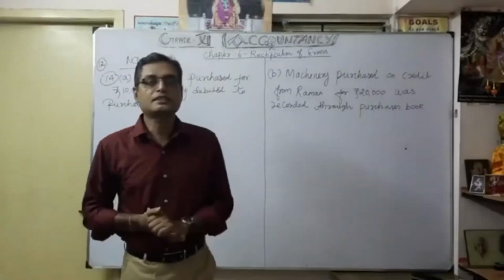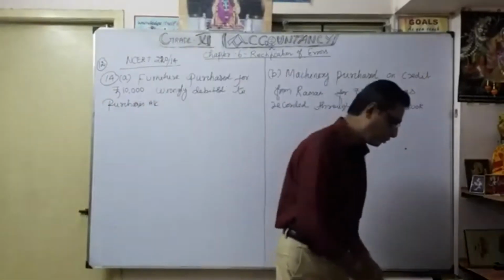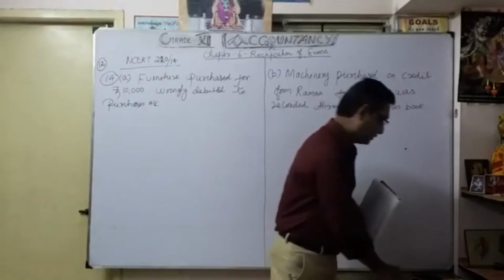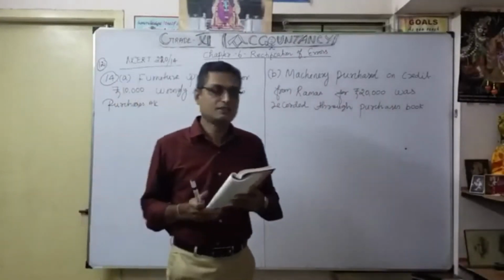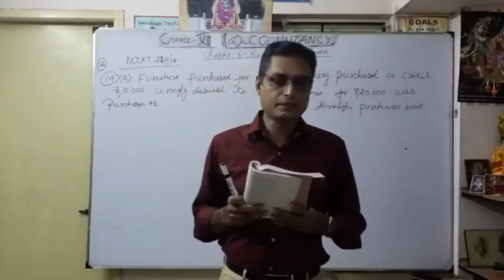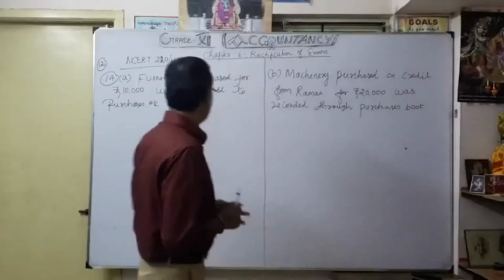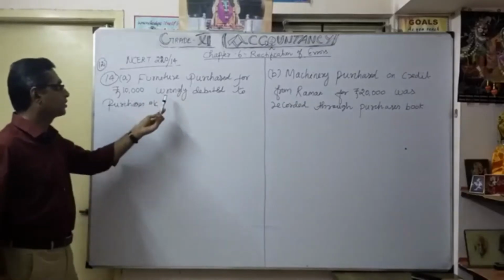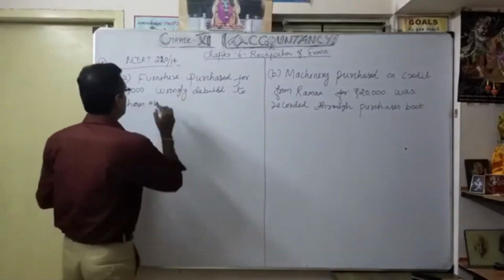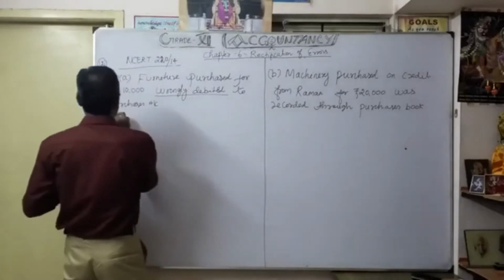Okay, now let's see the next exercise. I will take the NCERT book, page number 220, exercise number 14. Rectify the following errors. What they have given: furniture purchase for 10,000 wrongly debited, so wrongly debited to purchase account.